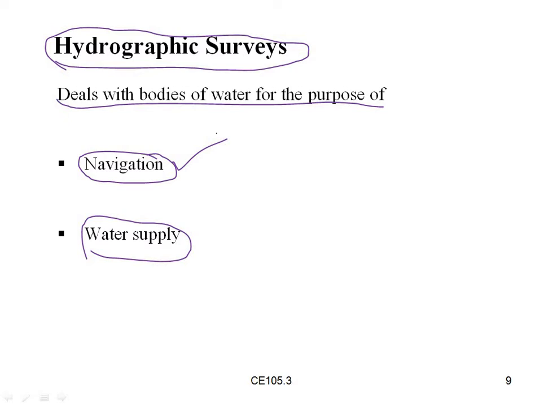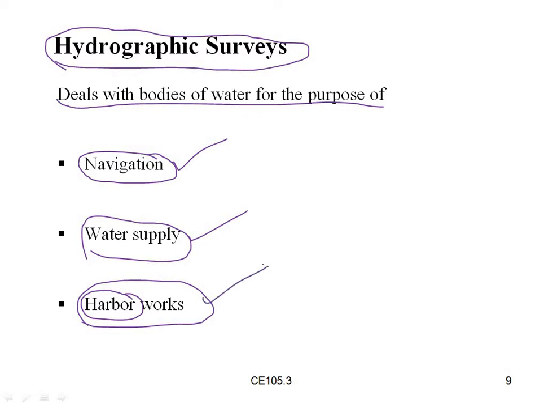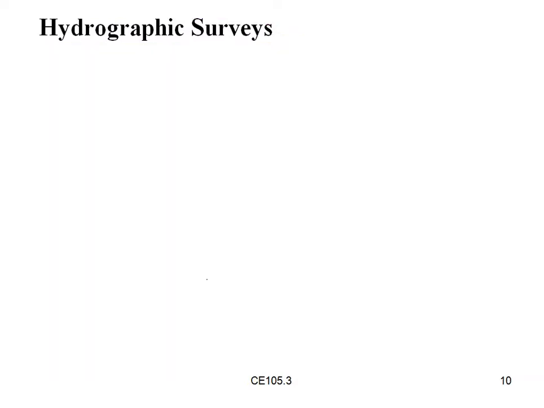And water supply, the supplying of water moving from one place to another place, that also should be done in the hydrographic surveys. The next is harbor works. The name harbor means shipyard. Shipyard means where the ships will be staying nearby the ocean. So the harbor works which are related to ships are called hydrographic surveys.